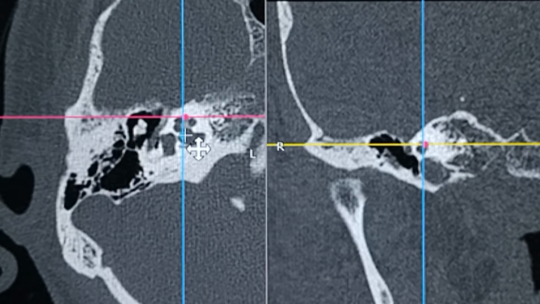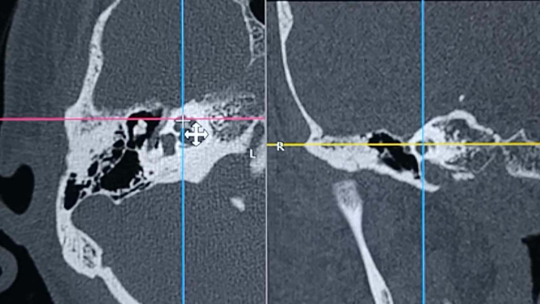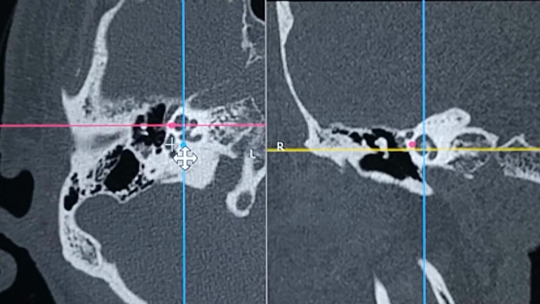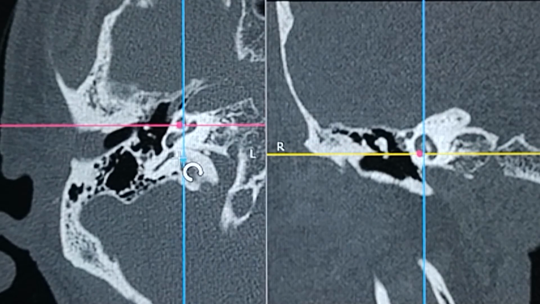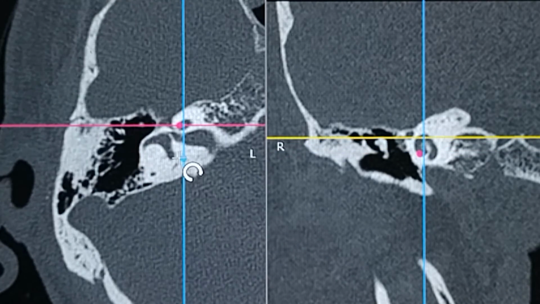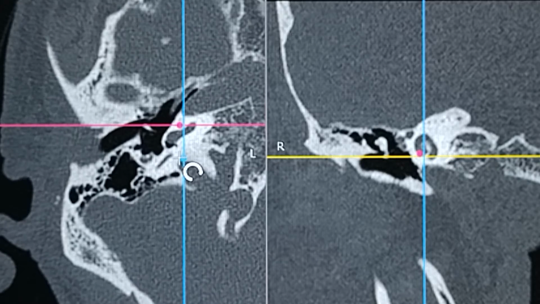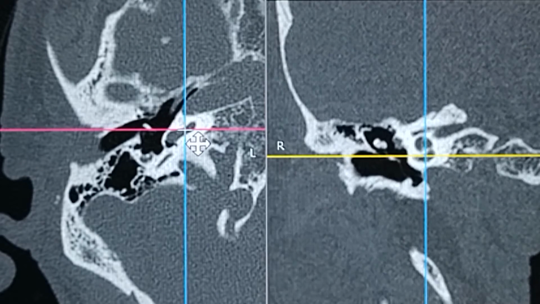But that is too much for you right now. Let me come back a step back. So coming back to where just the cochlea was visible. Let me just show you the place where just the cochlea was visible. So that is the cochlea, right? The basal turn of cochlea.